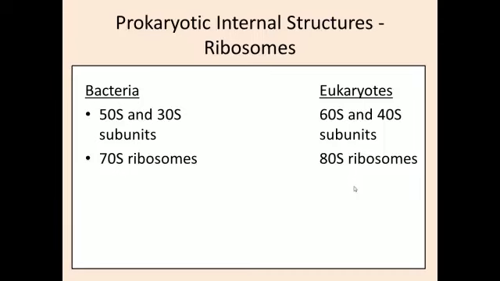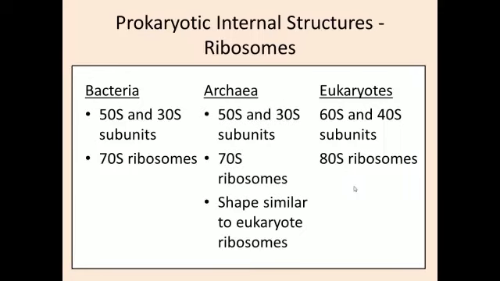I also bring up the size and shape of bacterial and eukaryotic ribosomes because the ribosomes of archaea are somewhere in between. Their subunits and complete ribosomes have the same Svedberg units as bacteria, but the shape of the subunits is closer to that of eukaryotes. The amino acid sequence of archaeal ribosomes is closer to that of eukaryotes. This will become more important when we discuss the relatedness of the three domains, bacteria, archaea, and eukaryotes.